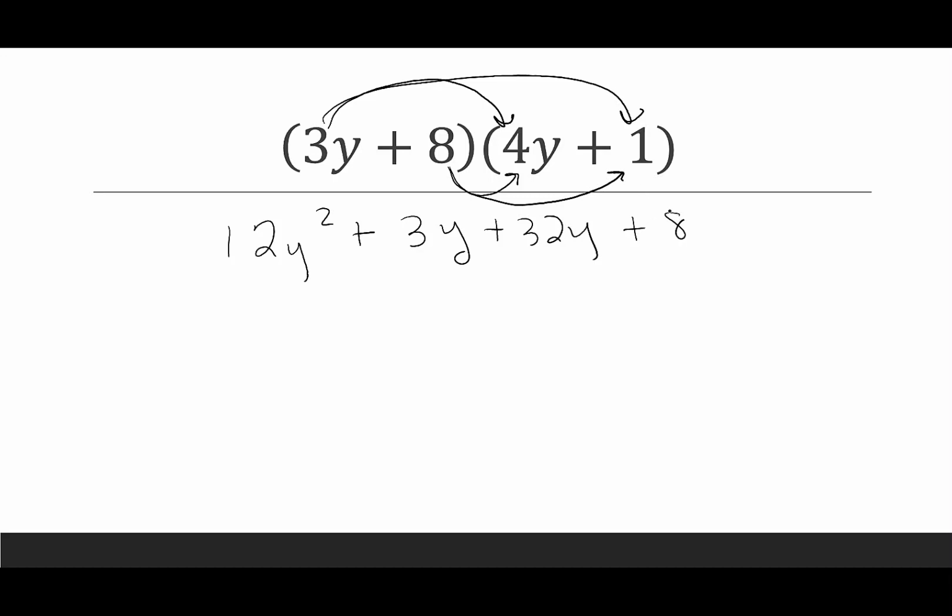Just like last time, I look over my result and I see if there's any way to simplify, and I see these two terms in the middle are both y's. I'm going to add the coefficients. I'll have 12y squared plus 3 plus 32 is 35y, and then plus 8.